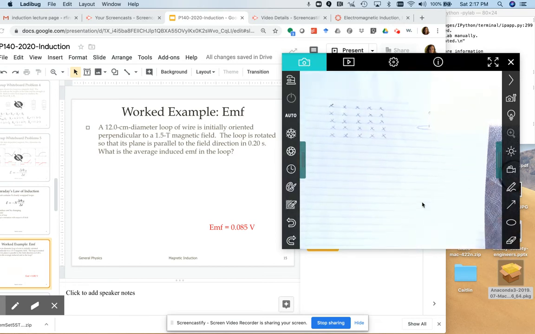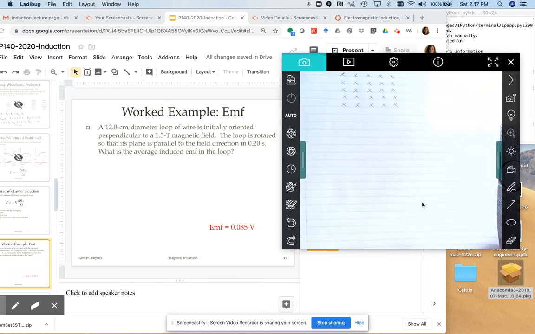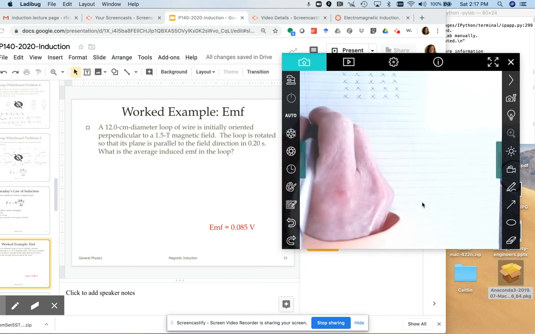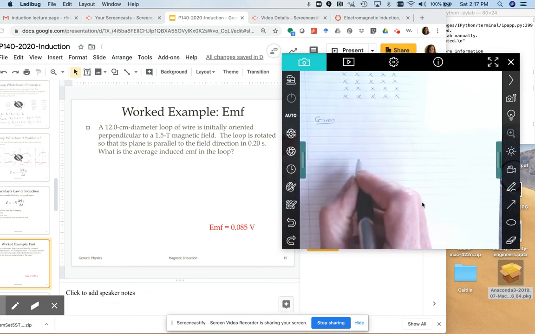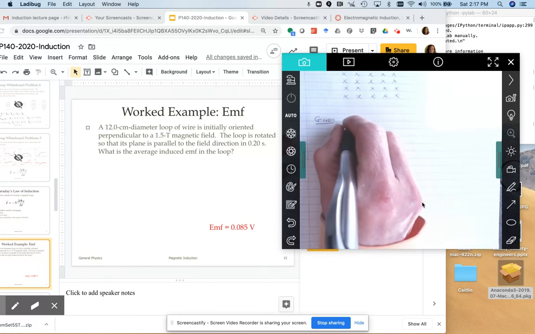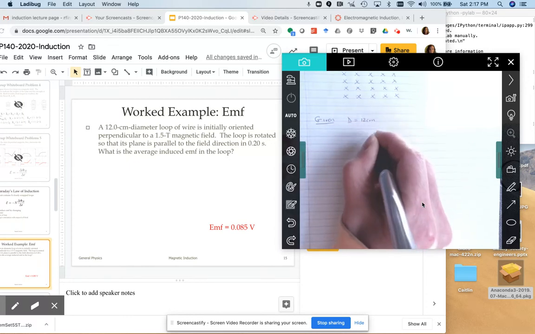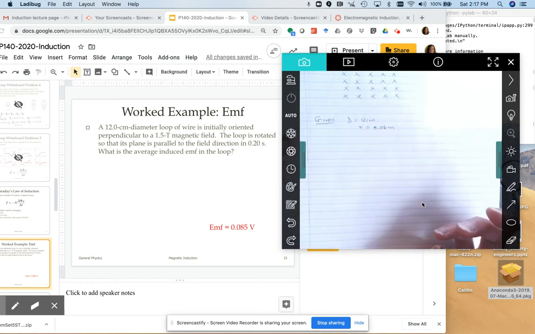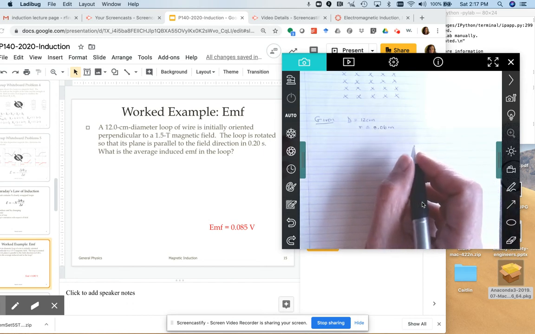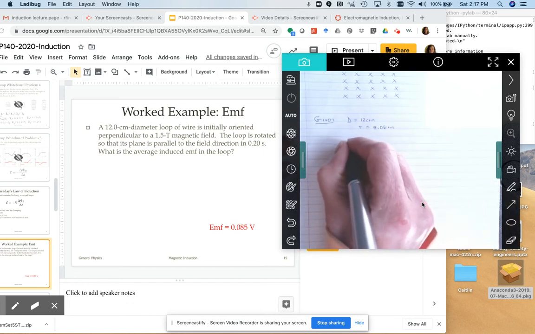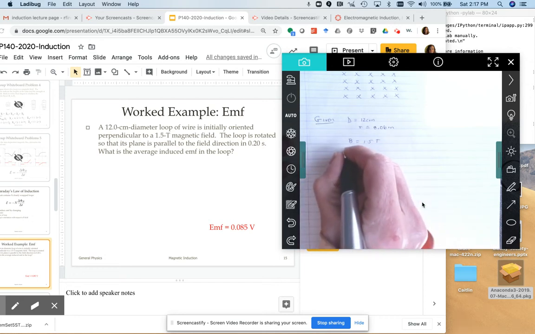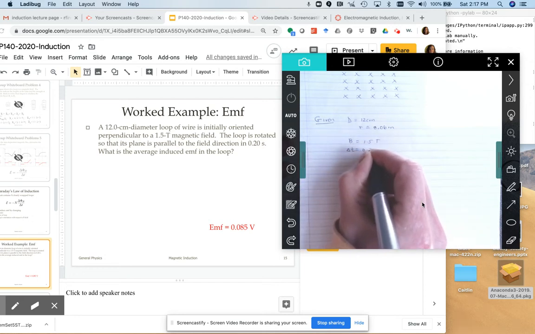So we're going to try and calculate what the electromotive force is. We are given that we have a diameter of 12 centimeters. So we should note the radius then is 0.06 meters, right? So 6 centimeters. It is oriented perpendicular to the magnetic field. The field has a strength of 1.5 Tesla. And then the loop is rotated so that the plane is parallel to the field in 0.2 seconds. So our delta t is 0.2 seconds.